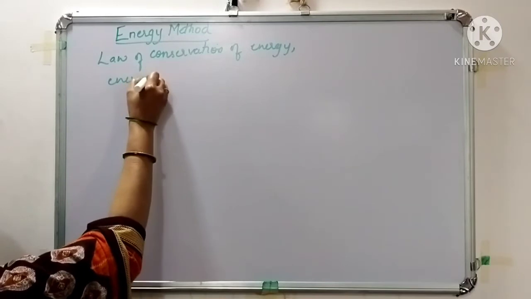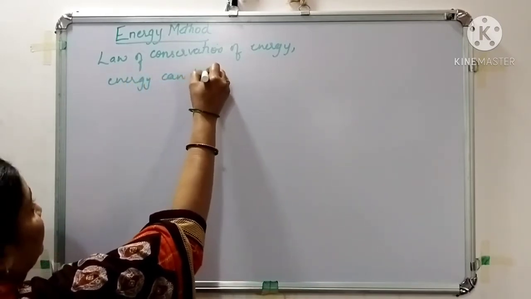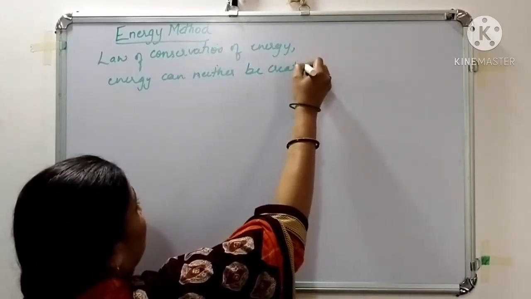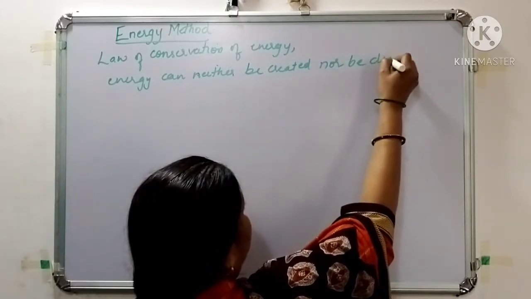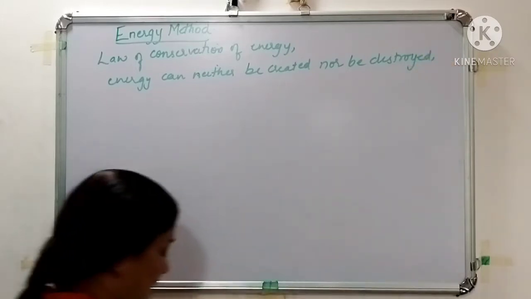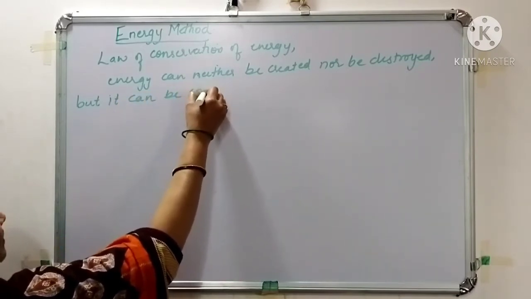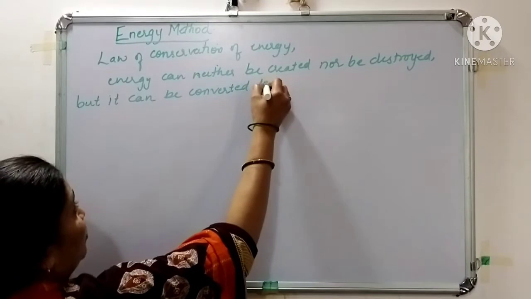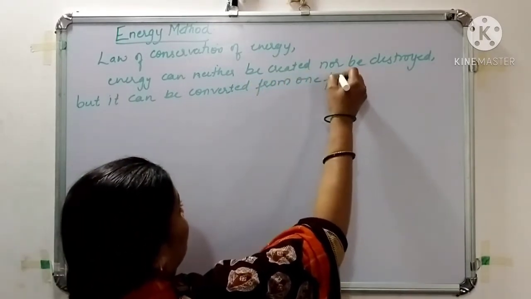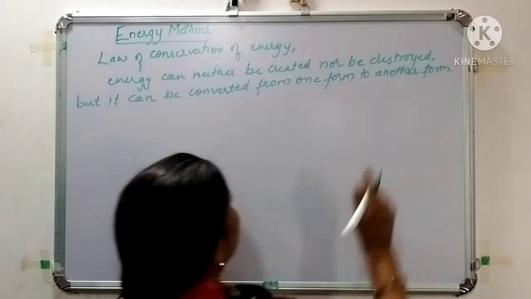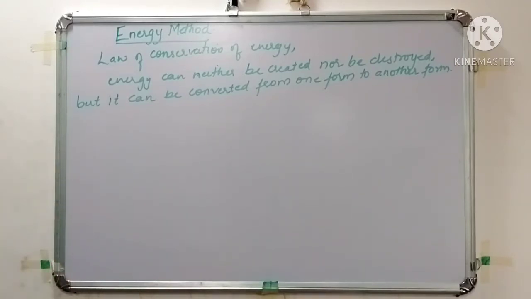Energy can neither be created nor be destroyed, but it can be converted from one form to another. This is the statement of the law of conservation of energy. Now we will apply this to our spring mass system.